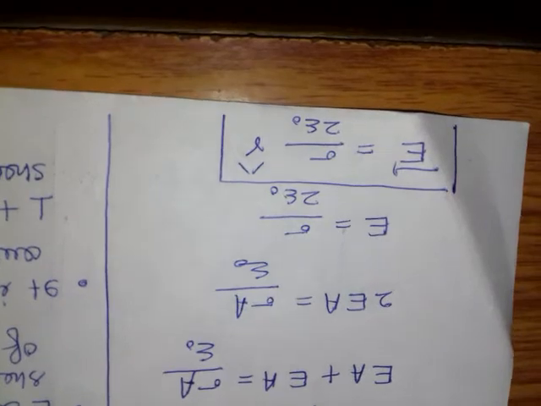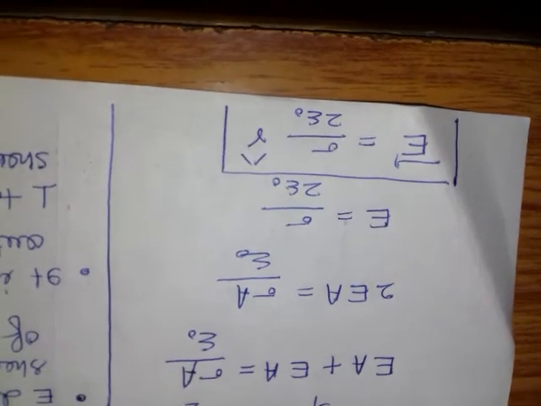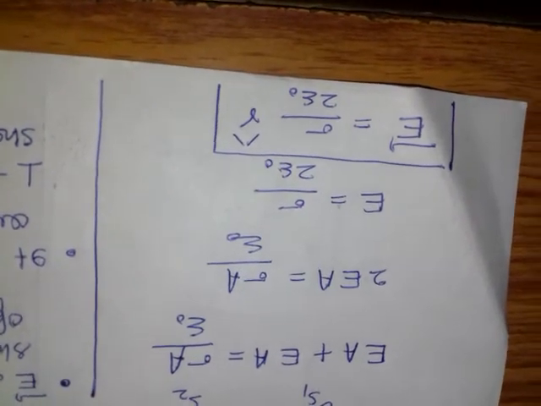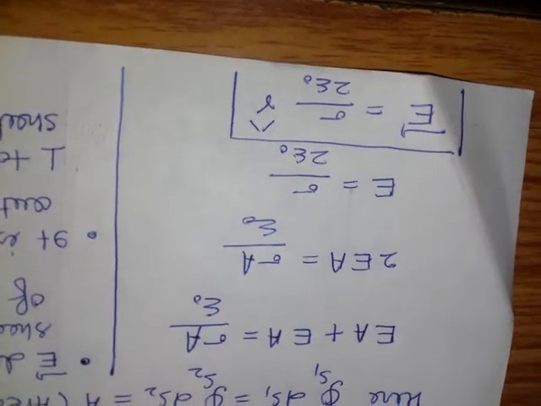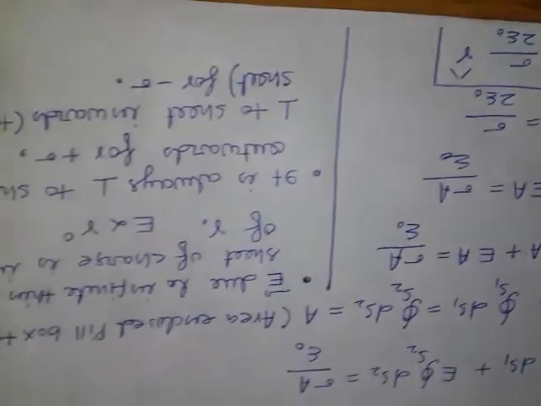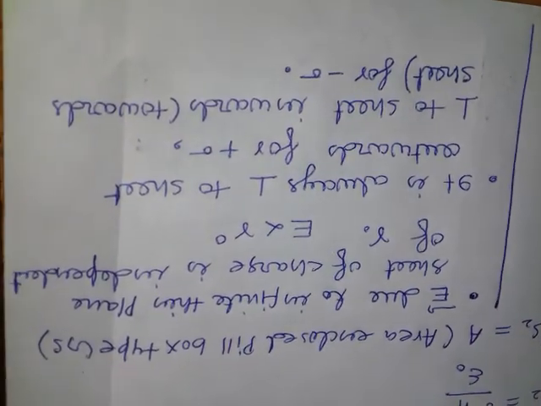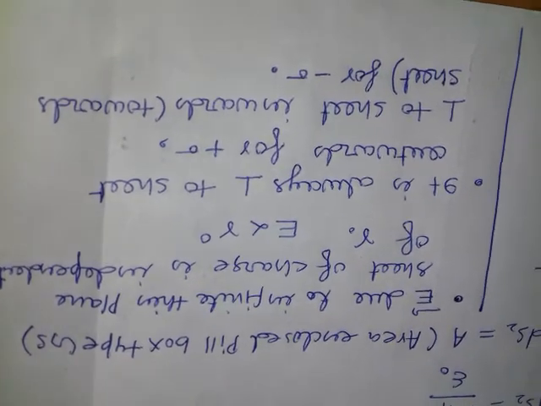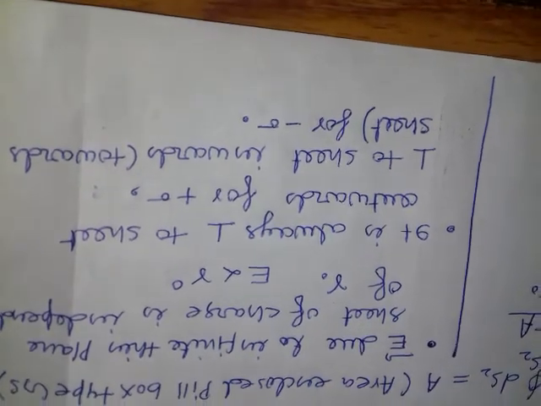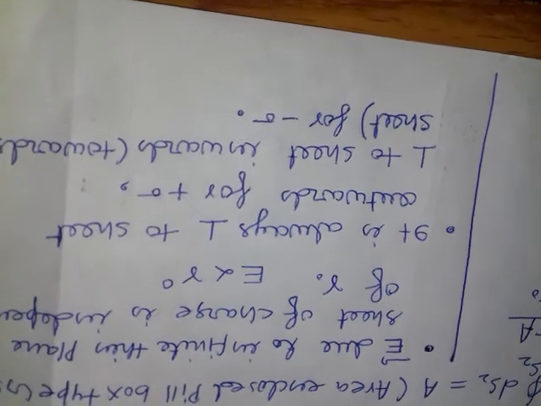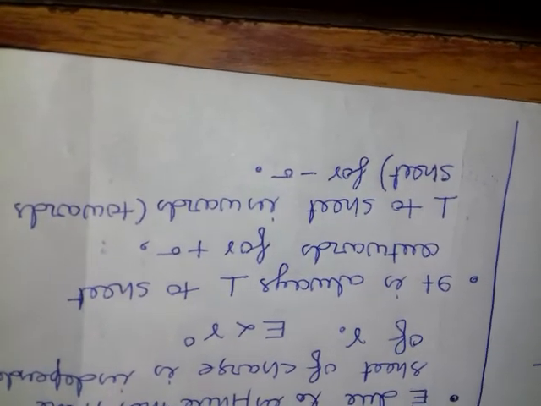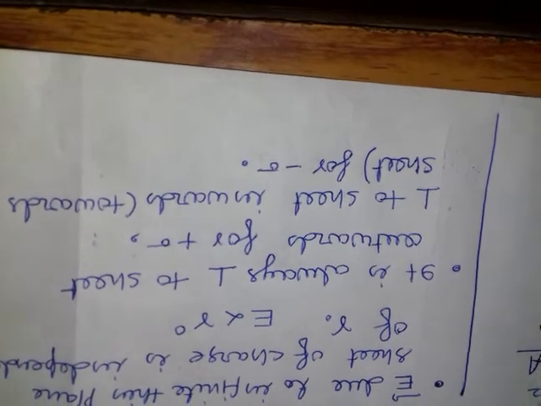Here r cap is the unit vector which is always perpendicular to the sheet of charge, either away from the sheet or towards the sheet, depending on the nature of the surface charge density, whether it is positive or negative. The noticeable points are: the electric field due to an infinite thin plane sheet of charge is independent of the separation between the sheet and the point of observation. It is always perpendicular to the sheet outwards for positive surface charge density, and perpendicular to the sheet inwards, meaning towards the sheet, for negative surface charge density.